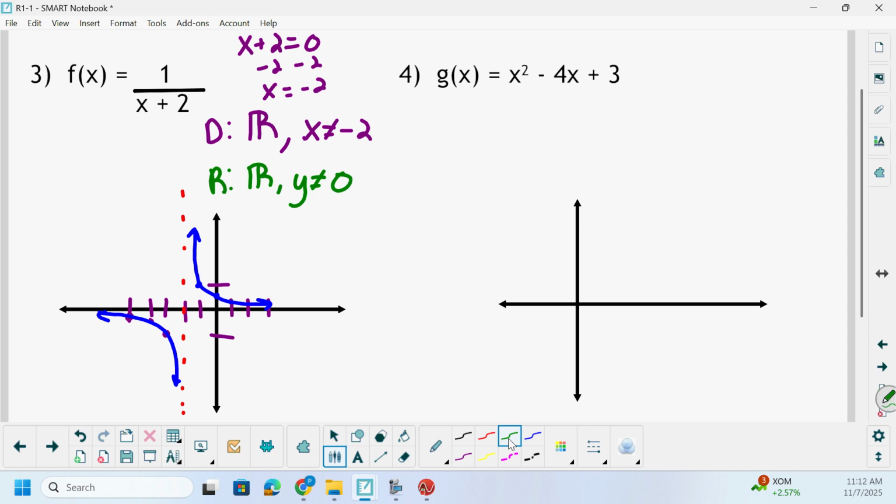Our last one of these, we do not have any square roots. We do not have any fractions whose denominators we have to worry about. So our domain is just all real numbers. Let's do Control Doc and add a graphs page, and we'll put that equation in.